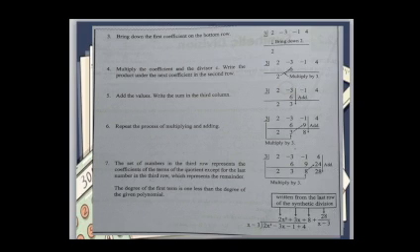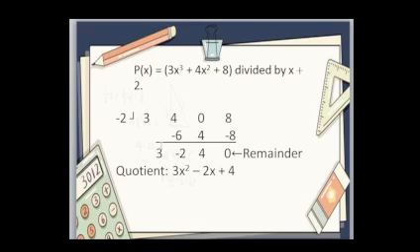So that's the process in solving polynomial using synthetic division. Okay, like this, another example. We have 3x cubed plus 4x squared plus 8 divided by x plus 2. Since our divisor is x plus 2, so our c here is negative 2.